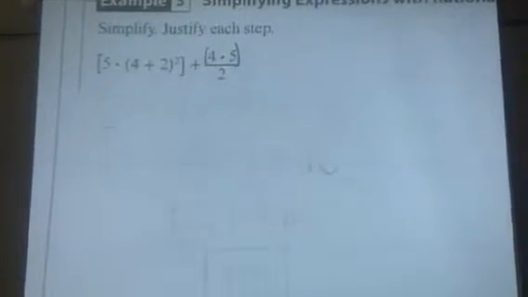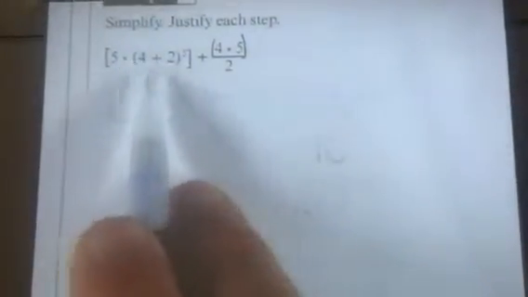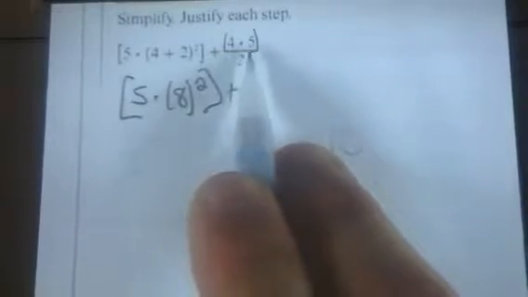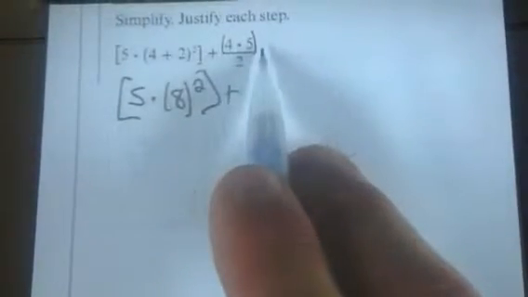Now, I want to work inside of my symbols of inclusion. This is the innermost parentheses, so I'm going to start with that. I'm going to bring everything else down. 5 times 4 plus 2 gives me 8 squared. Bring everything else down. Since this is a totally separate term, I'm going to go ahead and evaluate this 4 times 5. What? Lord mercy. 4 times 5, which is 20, over 2. What I just realized is that 4 plus 2 is not 8, but 6.